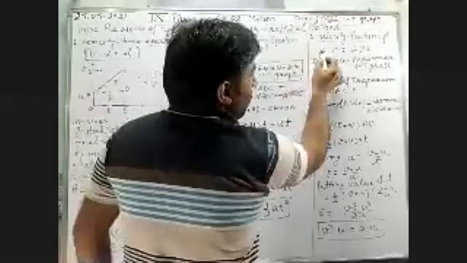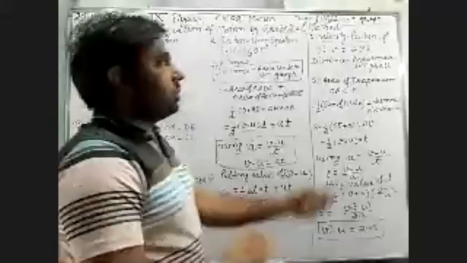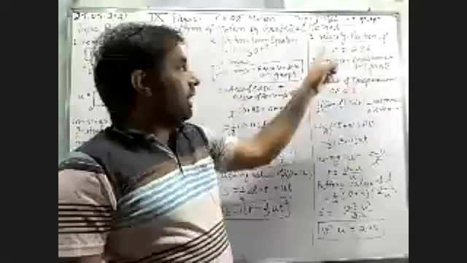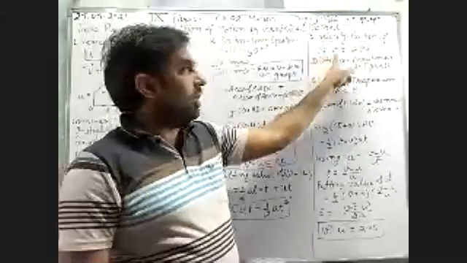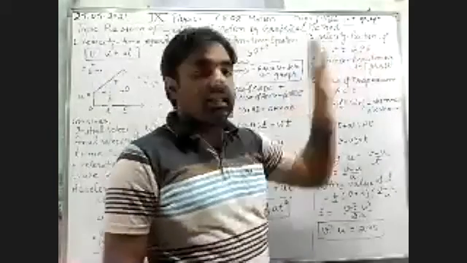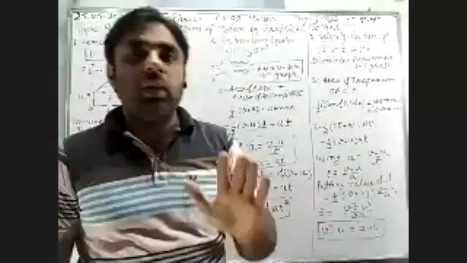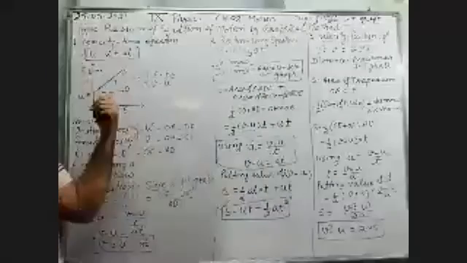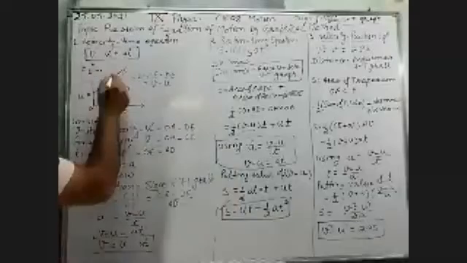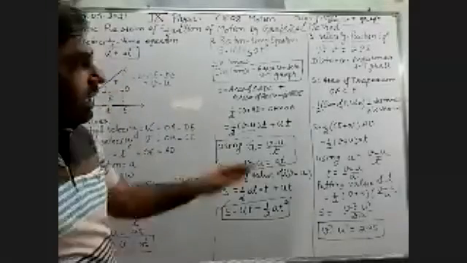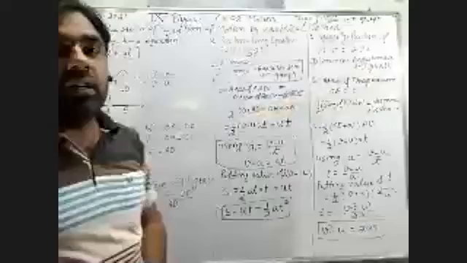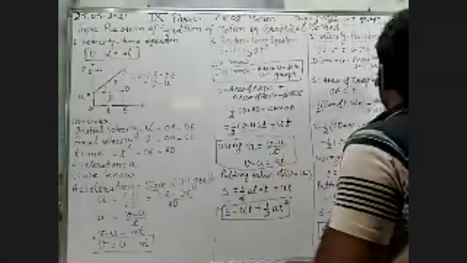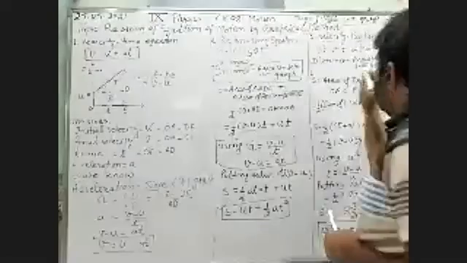So now the third equation of motion is the velocity position equation. V square minus U square is equal to 2AS. Here V is the final velocity, U is the initial velocity, A is the acceleration, S is the distance, displacement or position. So what is distance? We know from the velocity time graph that the area under the velocity time graph is distance, or you can say displacement.